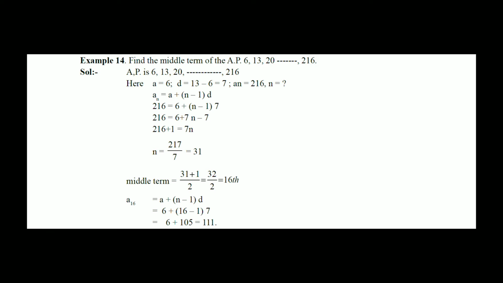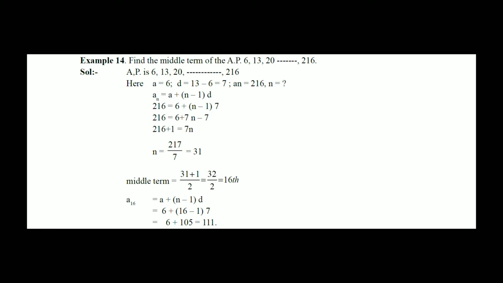And we are familiar with the general term formula, that is AN is equal to A plus N minus 1 into D. We substitute the given values in the general term formula like this: AN 216, A 6, N we don't know, so we will write it as it is, N minus 1 inside the bracket, and D 7. We have put the values that we were having with us.